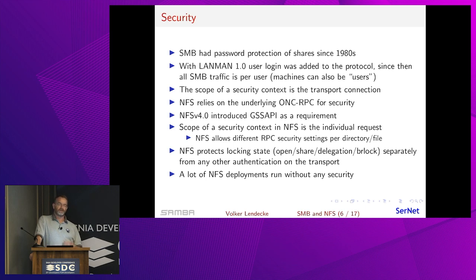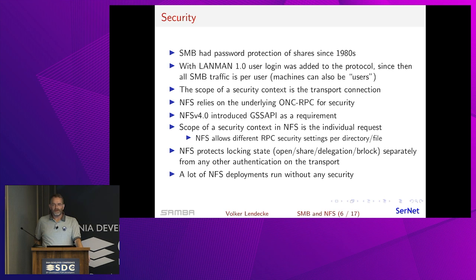NFS instead, on the other hand, relies on the underlying ONC RPC for security. And if you read the RFCs, it's really a per request thing. So every single request carries a full authentication context somehow. And so every request can carry a different user identity, group identity, or whatever. The scope is not really the transport connection. The scope is really focused on the individual request, which is kind of strange. So every single request could come in with a completely different security token.